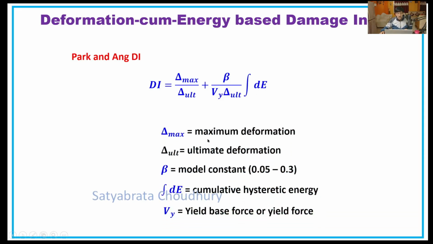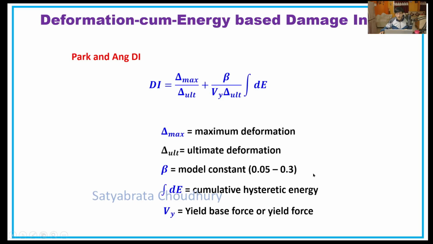Park and Yang damage index given in 1985 is very popular. It is given as a deformation cum energy based damage index. This is the deformation part, this is the energy part. Delta max by delta ultimate plus beta divided by Vy delta ultimate into integration dE. Here delta max is maximum deformation, delta ultimate is ultimate deformation. The distinction between these two we shall see in the next slides.